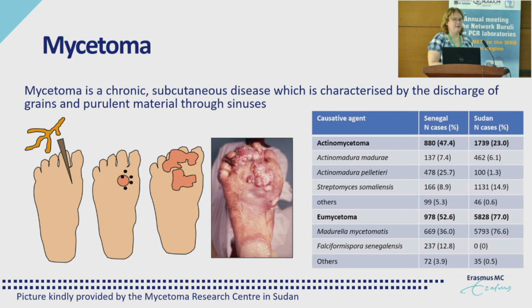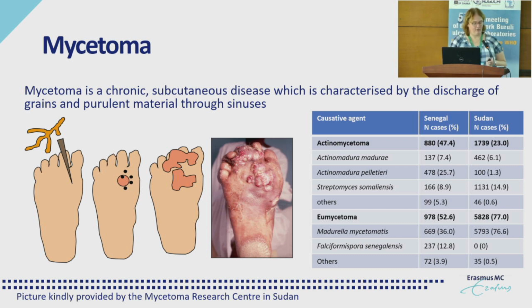So in this audience, probably everyone knows what mycetoma is. It's a chronic granulomatous disease, and it can be caused by either fungi or bacteria. And at the moment, there are more than 80 different causative agents. So you can imagine to have one PCR assay to identify them all. At the moment, it's technically very, very challenging, to say at least.